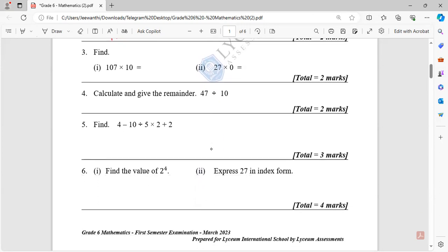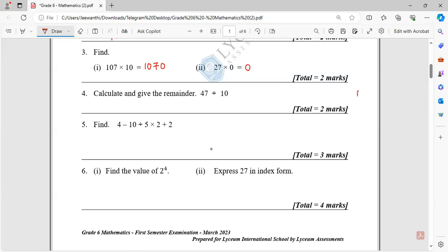So then you have a number and you want to multiply it by 10. This is very simple. What I do, 107 is the number and I want to multiply it by 10. Therefore, I add 0 to the end. 27, you multiply by 0. Anything you multiply by 0, the answer is 0. So calculate and give the remainder.